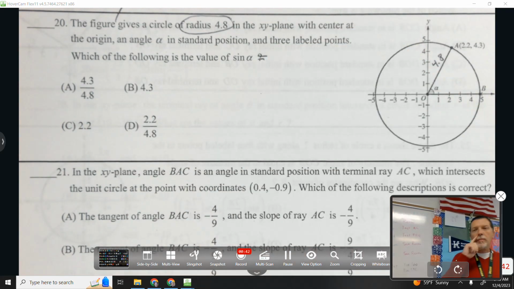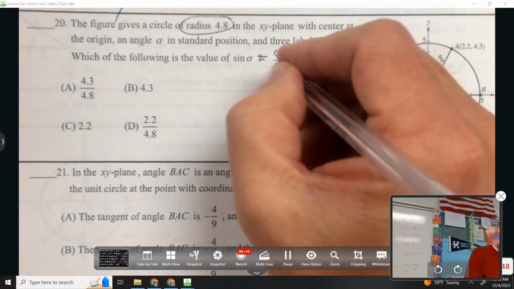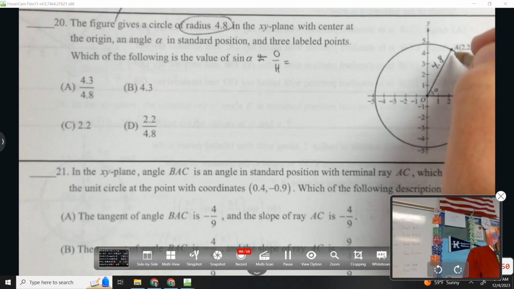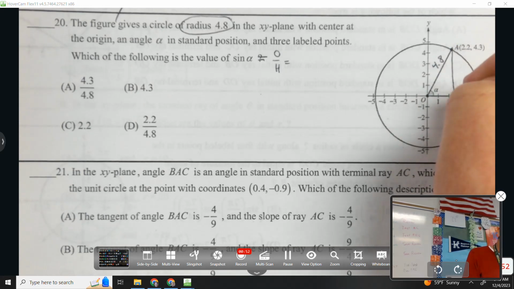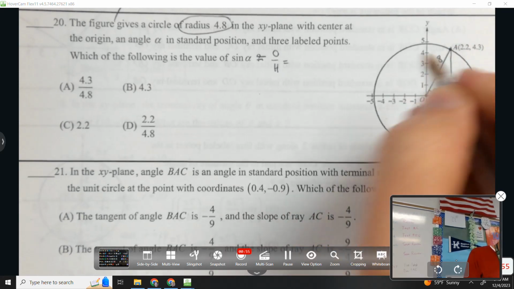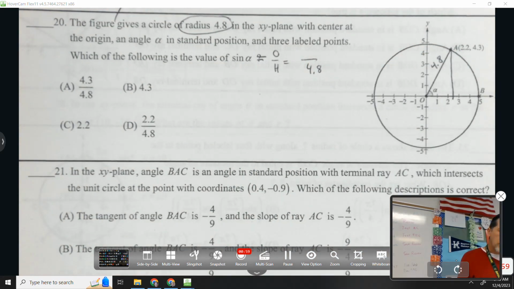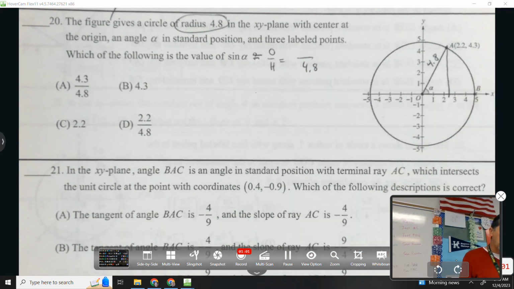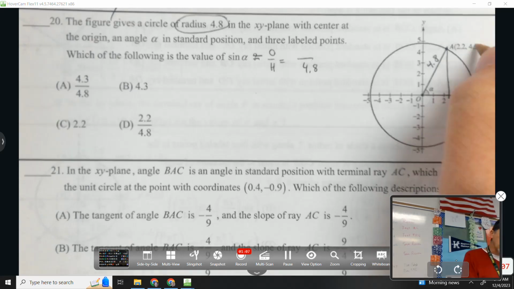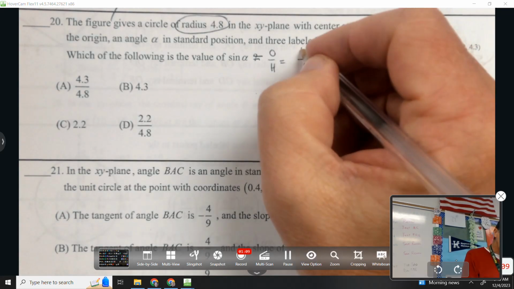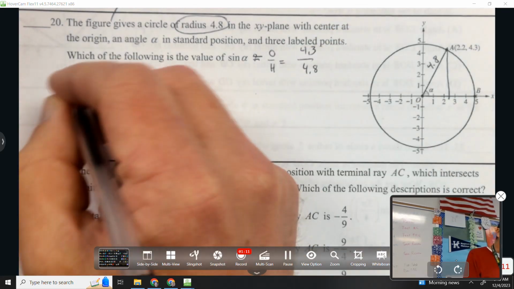Well, what do you think about when you think sine of an angle? Opposite over hypotenuse. Yeah, I mean, you can draw it out if you like. So hypotenuse is 4.8. That's the easy one. And then which one of those sides is the opposite? The longer side, the y coordinate. So 4.3 over 4.8.